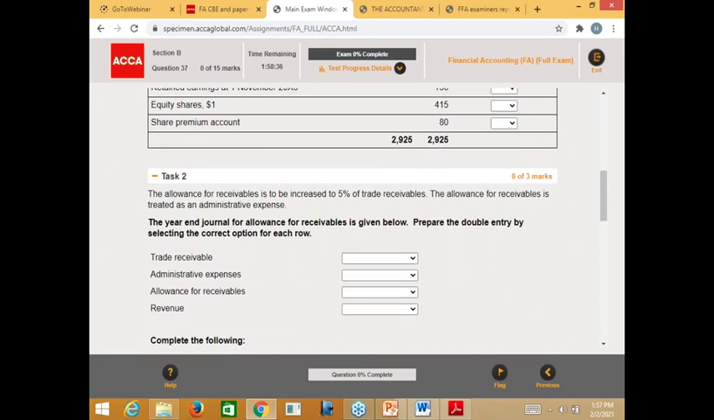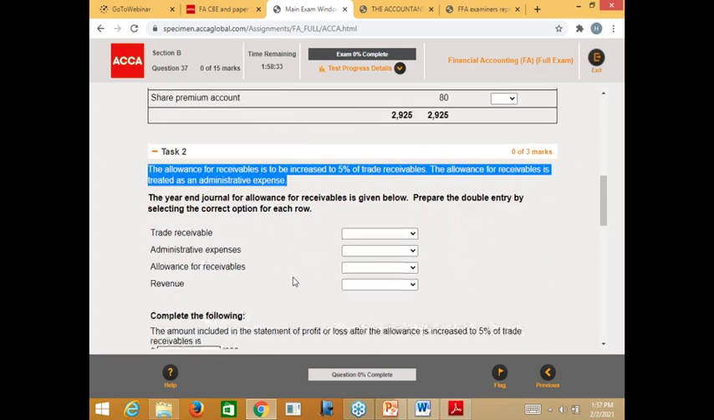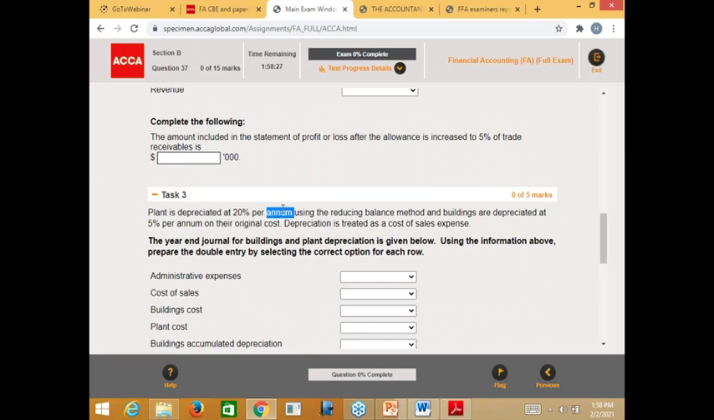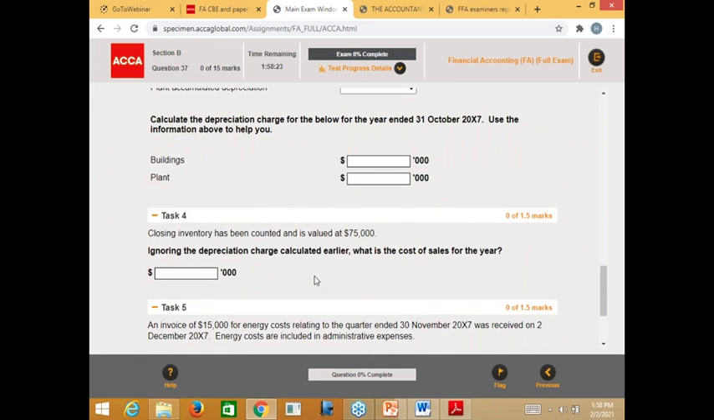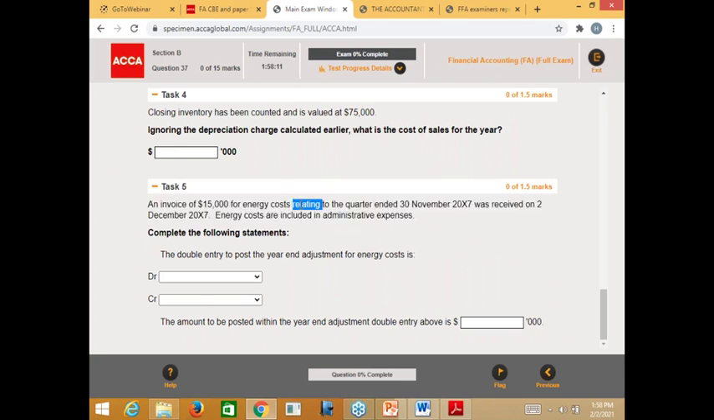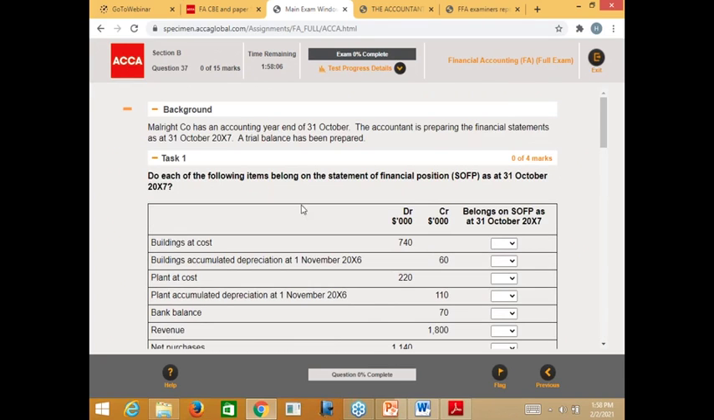So we have one adjustment for the bad debts area. You can see here, allowance for receivables. One adjustment is related to depreciation. You can see here. One adjustment is related to the cost of sales. One is related to accruals and premiums. So there are four types of adjustments.